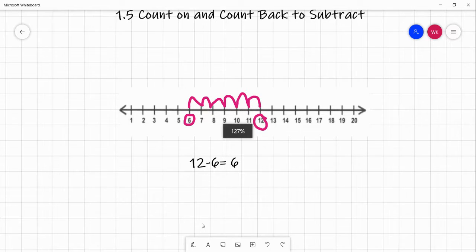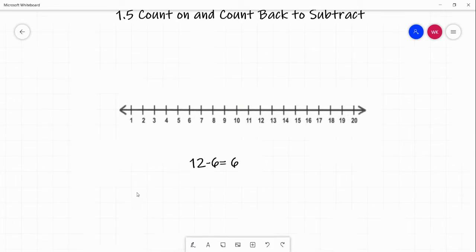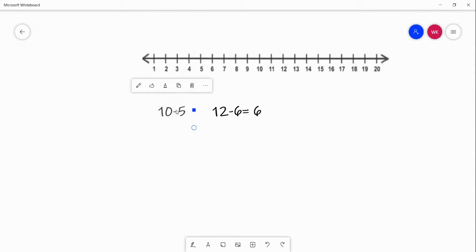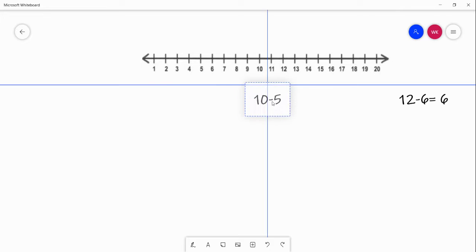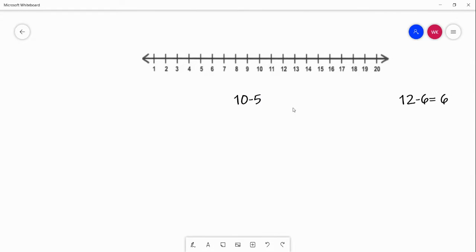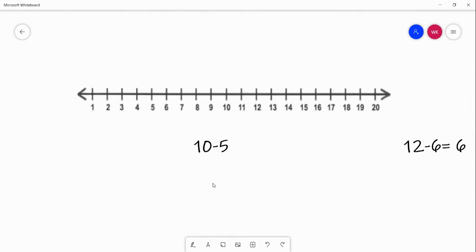Let's go ahead and do another one. Our equation is 10 minus 5. So let's start with counting on first. So to count on, remember we need to start with our smallest number. And our smallest number in this equation is the 5. So we are going to count on to get to the 10.